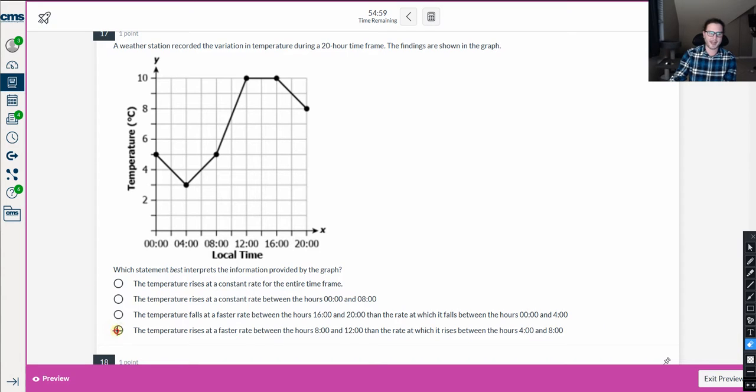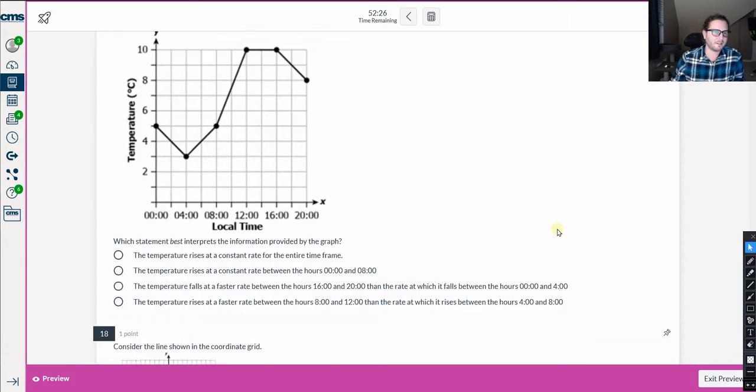That means the answer has to be down here. It's got to be that the temperature rises faster between 8 and 12. Between 8 and 12, it says that it is rising faster than it was between 4 and 8. And that is true. It is considerably steeper in this second section than this first section. So that does check out. So let's clear that.